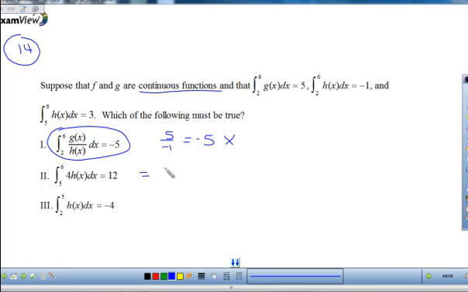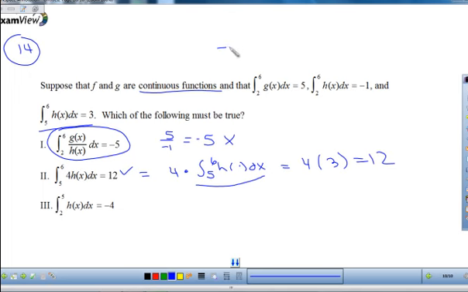So let's try 2. So the 4 is the coefficient. Bring it out. And then the antiderivative, coefficient, so we're going to bring it down. And the antiderivative of h of x from 5 to 6 would be 3. So that gives me 12. So that checks. Okay, so the next one would be the antiderivative from 2 to 5 is negative 4.